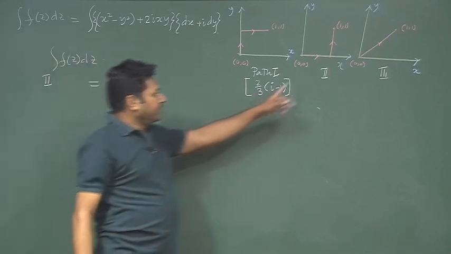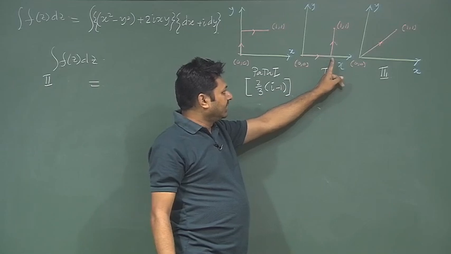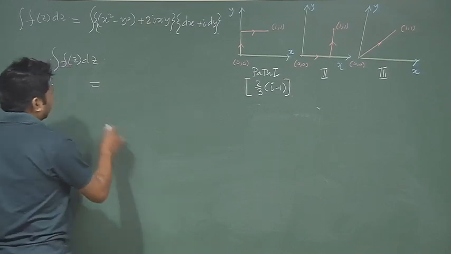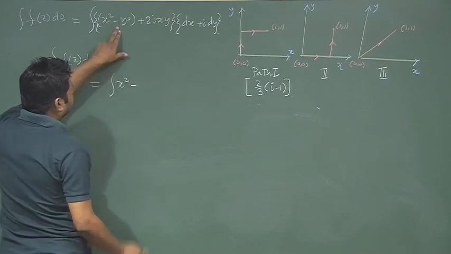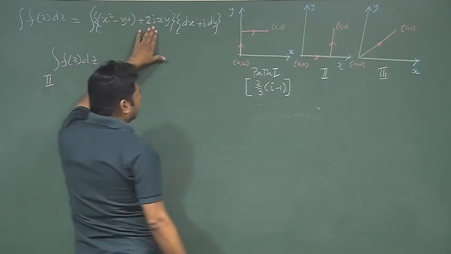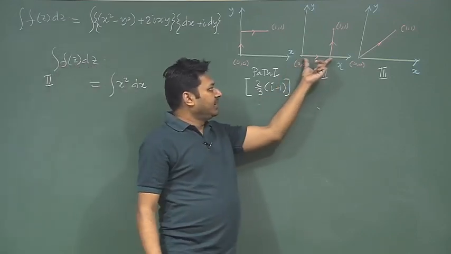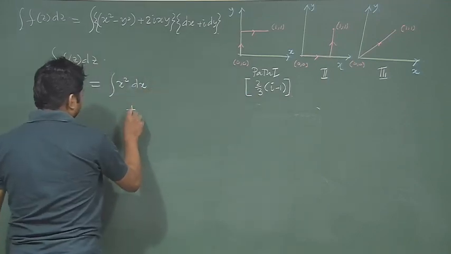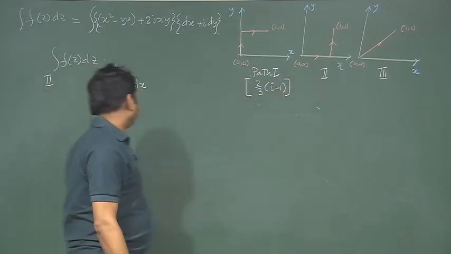In path 2, that means this path, what happened? Initially the change is over x, but there is no change in y. So, y is 0 and x is changing. So, the integration of x square, minus y is 0, so I should not bother about y. This quantity will also not be there, dy is not there. So, it will be just dx. This is the first segment of the line, and the limit is 0 to 1 because x is changing from 0 to 1 here.